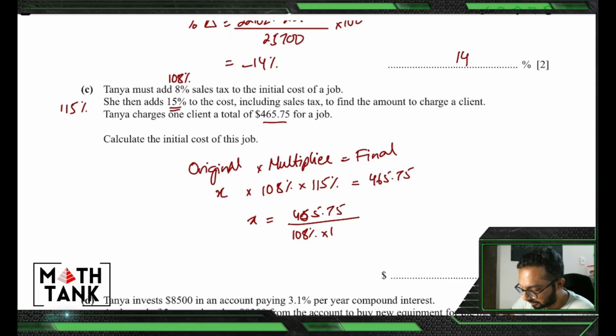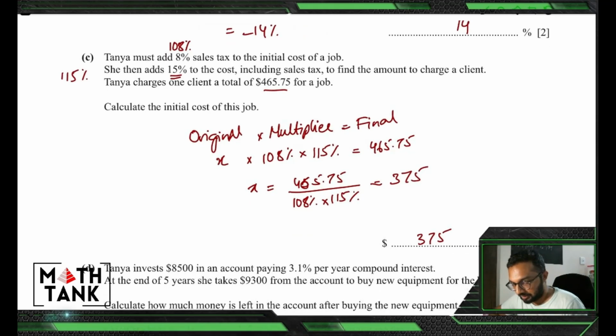108%, 115%. Okay. 465.75 divided by 108% and 115%. That gives me 375. That tells me that the answer is right because it came out as a whole number without making things more complicated. Okay, simple solution.